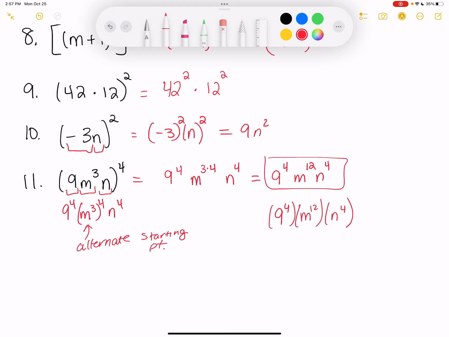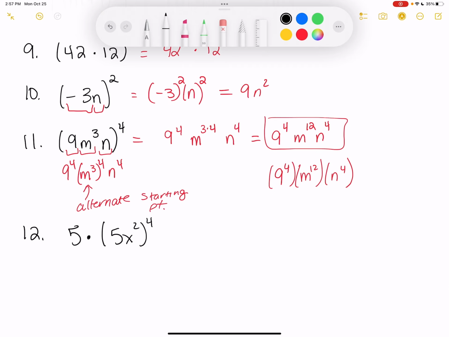All right, so one more of these. Getting a little harder: 5 times, and then in parentheses, 5x squared, all raised to the 4th. Okay? So we're going to take this one piece at a time. At the moment, this 5 is all by its lonesome, nothing happening to it, so I'm just going to copy it over. Now, in parentheses, I've got 5x squared all to the 4th.